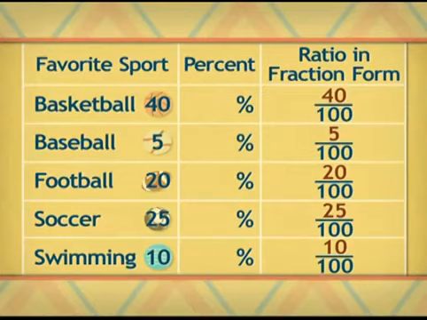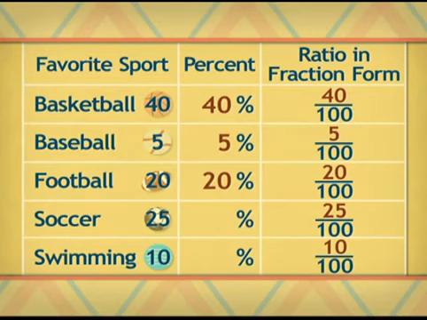Since 5 out of 100 students chose baseball as their favorite sport, we could say that 5% chose baseball. Since 20 out of 100 chose football as their favorite sport, we can say that 20% chose football. Since 25 out of 100 students chose soccer as their favorite sport, we can say that 25% chose soccer. And since 10 out of 100 students chose swimming as their favorite sport, we can say that 10% chose swimming. Now, do you think that all percents would be written as a part to whole ratio?